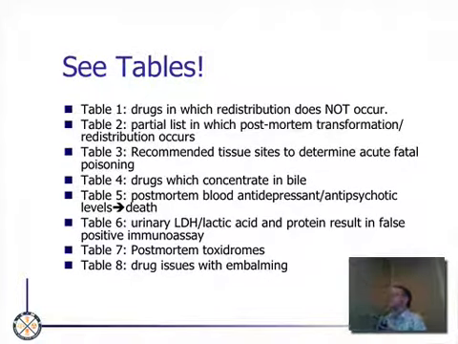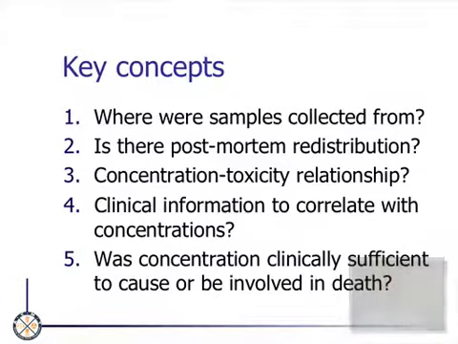Table 7 describes a different set of typical toxidromes; he describes them as post-mortem toxidromes. And Table 8 covers drug issues with embalming. The different embalming fixatives, if you will, can affect several samples for many different drugs. Again, it's a long table, and I did not want to reproduce everything here. He summarizes everything at this point with questions to ask as you're trying to interpret specimens or samples or cause of death for post-mortem toxicology.